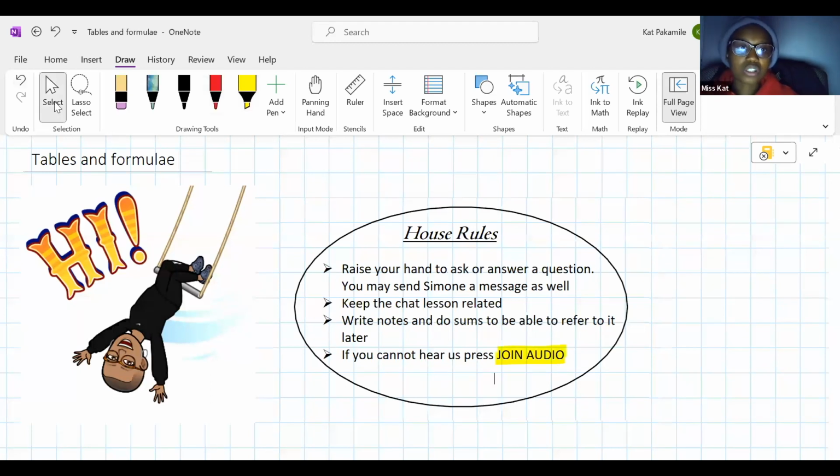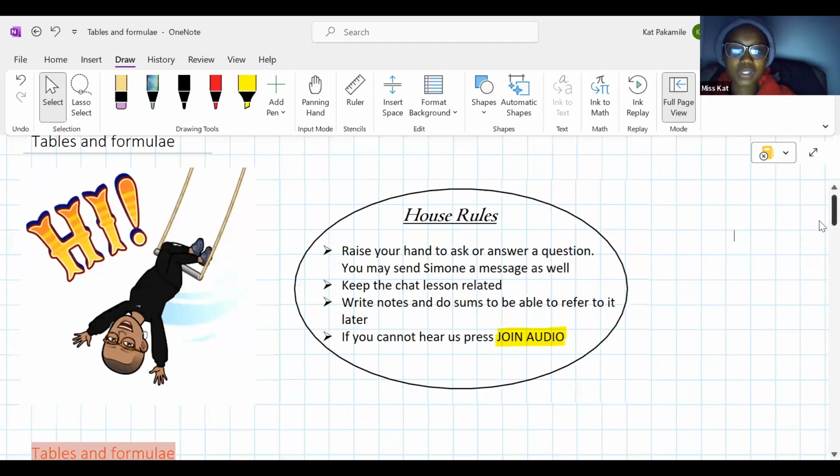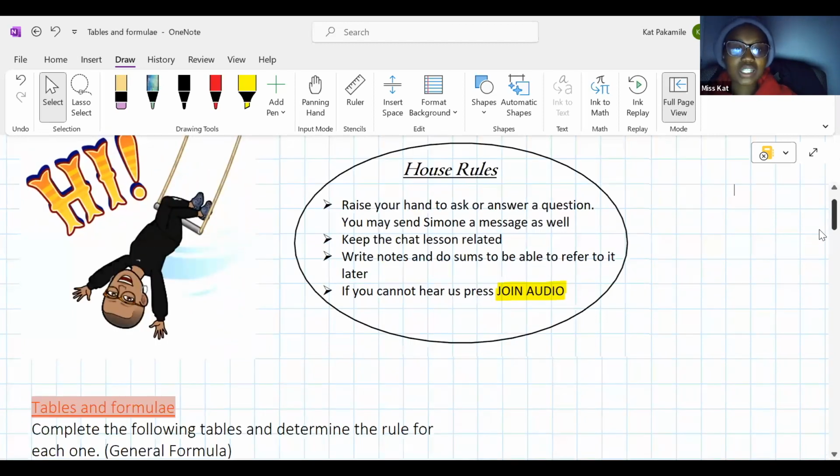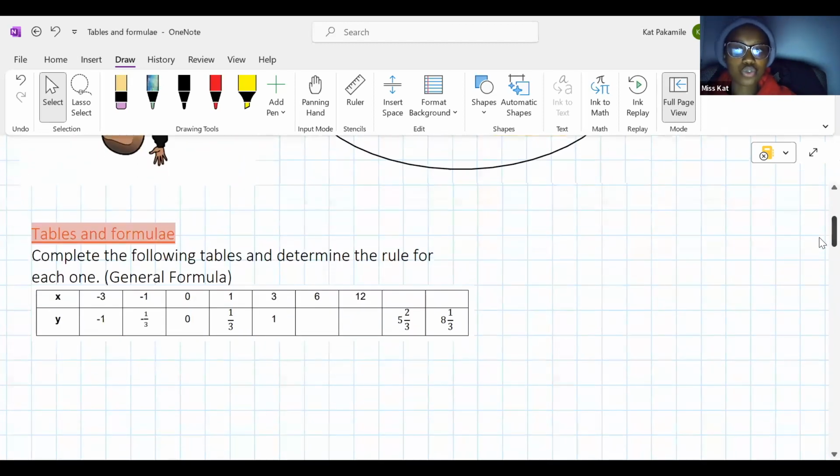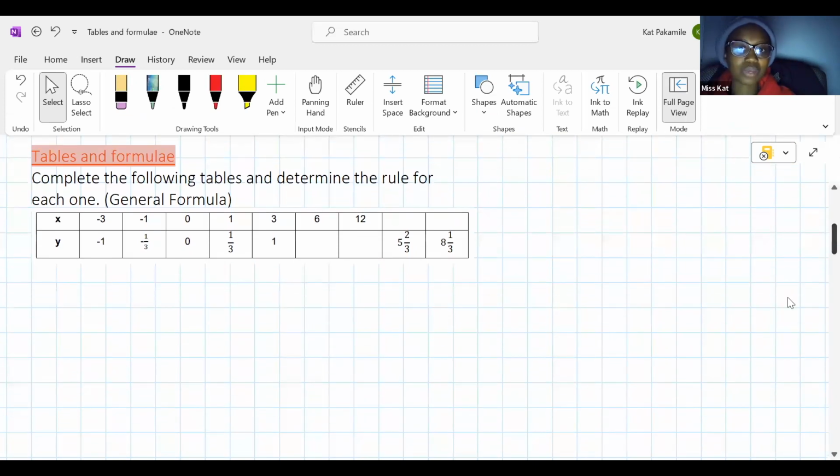Okay, so we are continuing with our series of functions and relationships. It is going to relate very much to number patterns. If you guys were here for number patterns, you will remember what we are going to do today.